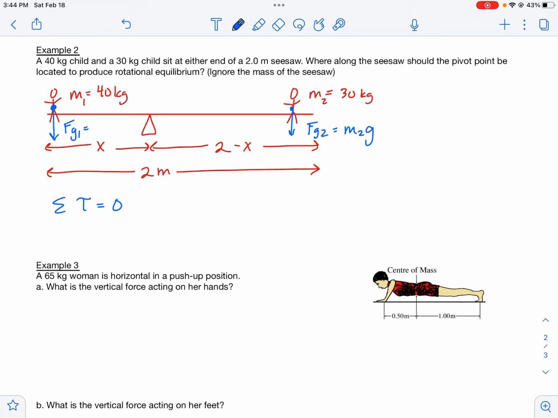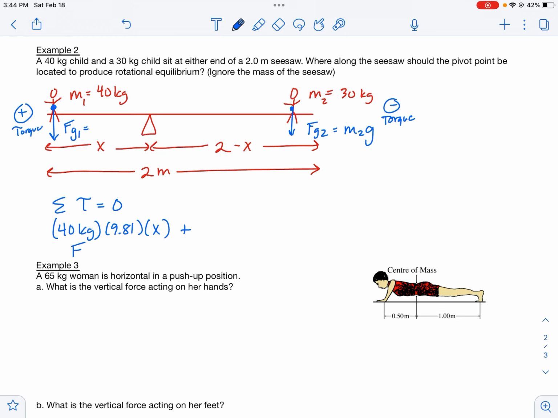So the sum of the torques would be the torque from the 40-kilogram child. The 40-kilogram child is making this rotate counterclockwise, so that's a positive torque. And the 30-kilogram child is going to make this rotate clockwise, which is a negative torque. So I can write that the torque caused by the first child is the force or weight of the first child times the distance from the pivot, which is x.